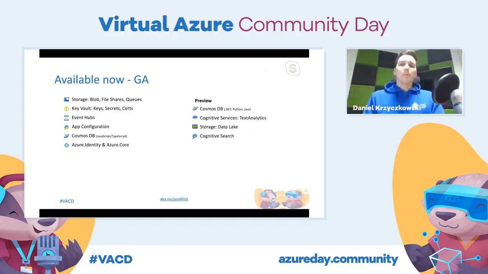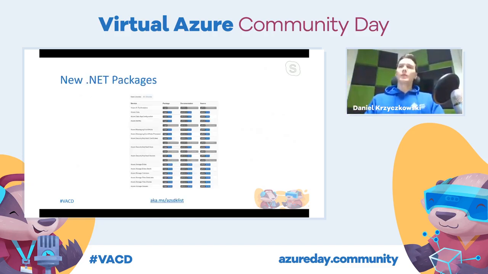And there are also some libraries in preview, and you can check them right now if you want. Those are libraries for Azure Cosmos DB, for .NET, Python, and Java, Cognitive Services, Text Analytics, Storage Data Lake, and Cognitive Search. And I really encourage you to check all those packages. They are available under the link you see below on this slide, aka.ms/AZSDK list. And if you go to this link, you will see the new .NET packages. And this is really cool because we can filter new libraries and we can filter all libraries. So it's really easy to use this new website.